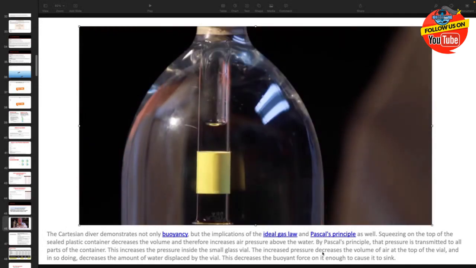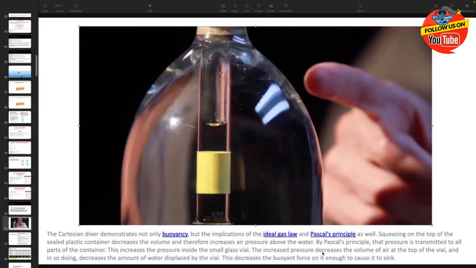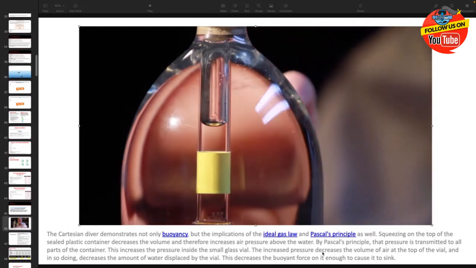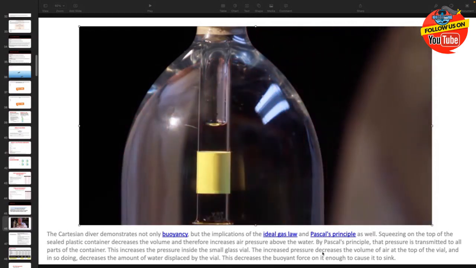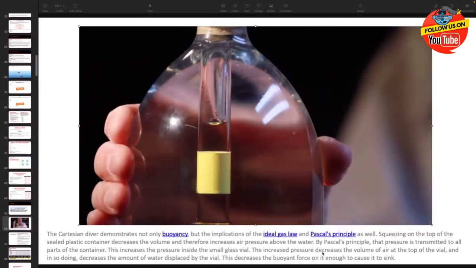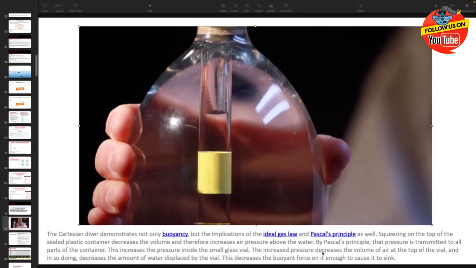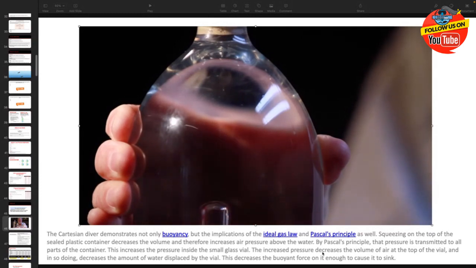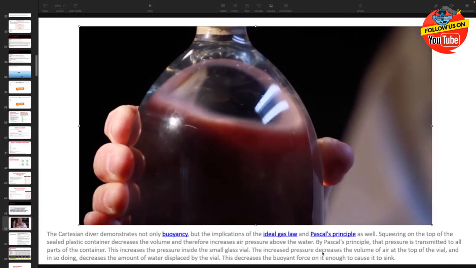Let's consider the diver to be the glass, the air, and the water inside the diver. The volume of the diver is constant, but when I squeeze the bottle, water enters the test tube. So the average density goes up. Once that average density is greater than the density of water, it sinks by Archimedes' law.